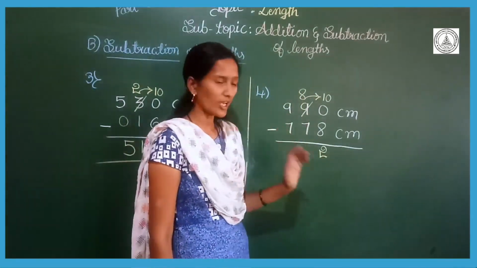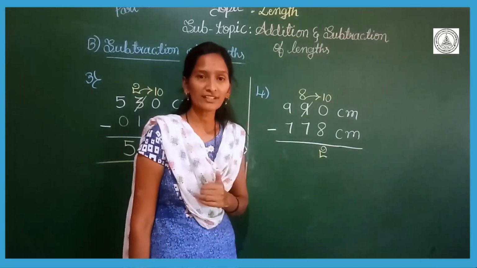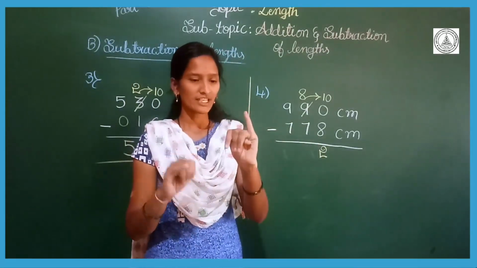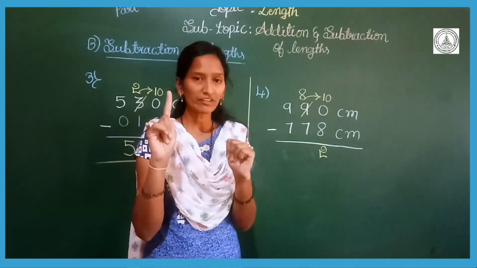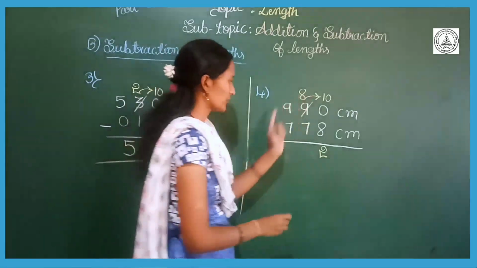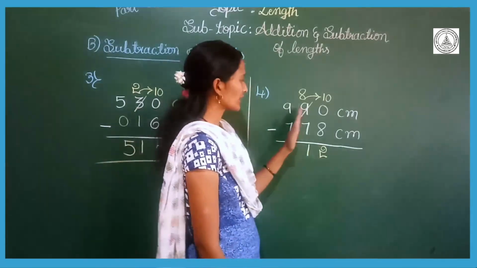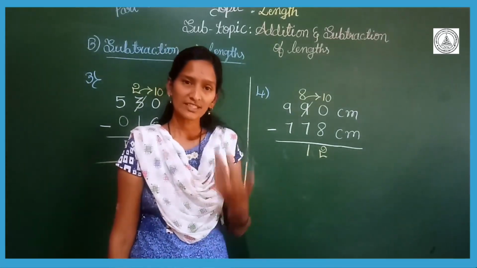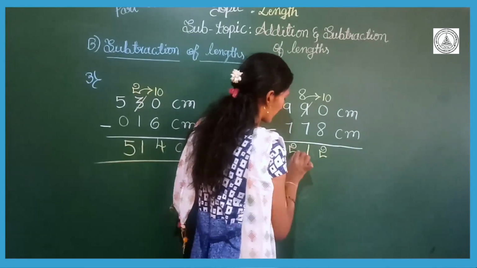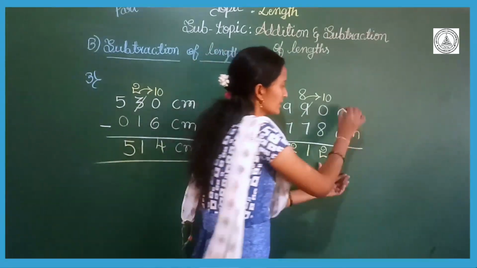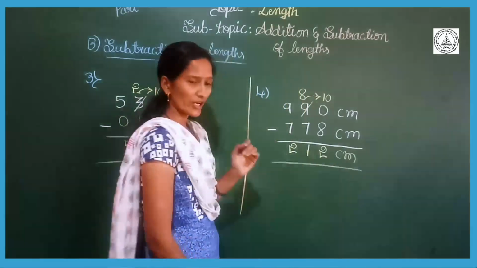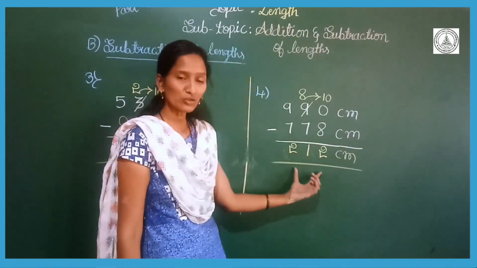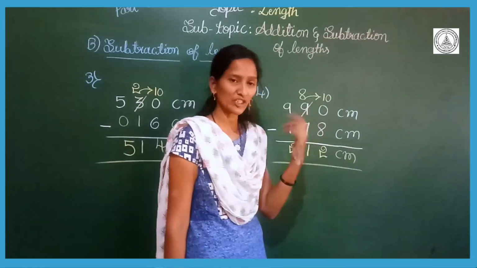So next come to the tens column. 8 minus 7. What is 8 minus 7? See, here are 8 fingers, and in that you have to subtract 7. How many fingers are left here? Only 1, right? 8 minus 7 is 1. So next come to the hundreds column. It is 9 minus 7. What is 9 minus 7? 9 minus 7 is 2. It is 212 centimeter. Students, 990 centimeter minus 778 centimeter gives the difference as 212 centimeter.